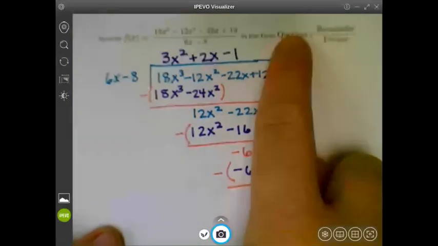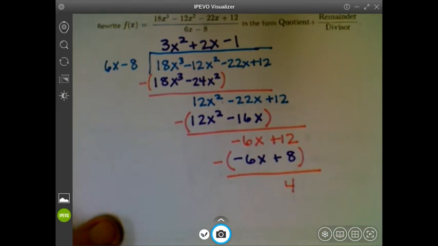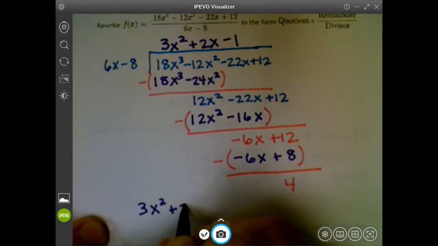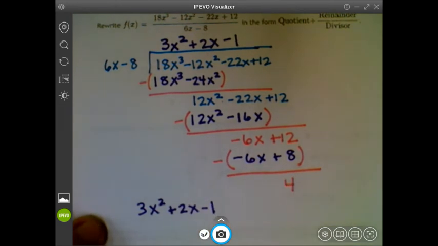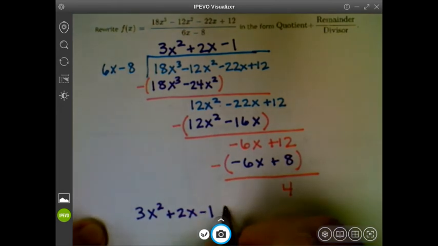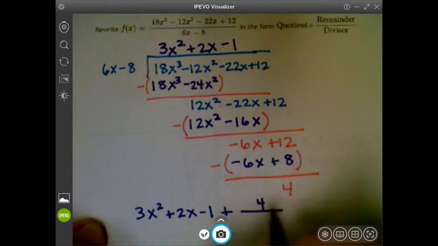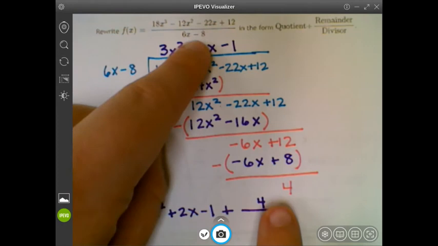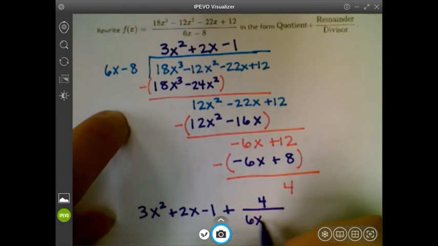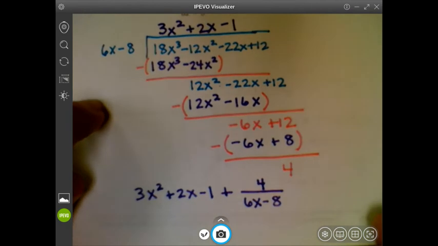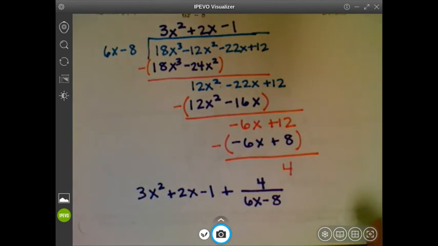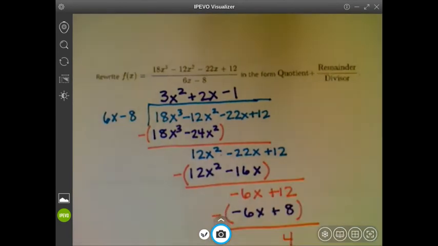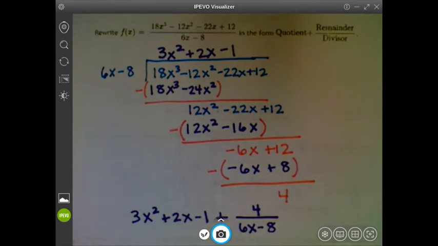So here's how this looks like, the quotient over the remainder plus the divisor. So the quotient is what you get when you divide. So our final answer would be 3x squared plus 2x minus 1. And then you have plus the remainder on the top. The remainder was a 4, so you're going to have a fraction with a 4 on the top, over the divisor. And the divisor is, what did we divide by? Well, we were dividing by 6x minus 8. So that will just go in the bottom. So if you pick any x value that you want and you plug it in here, you will get the same as if you were to plug it in here. So these two are equivalent.